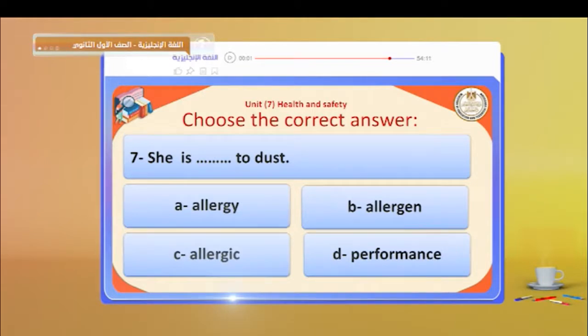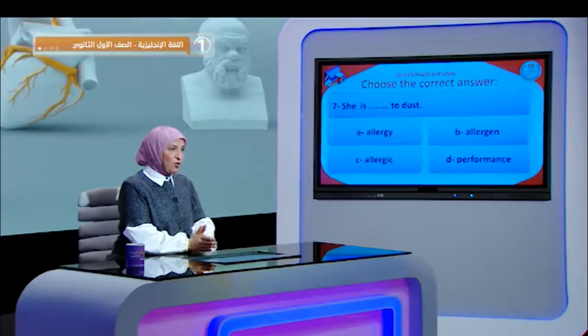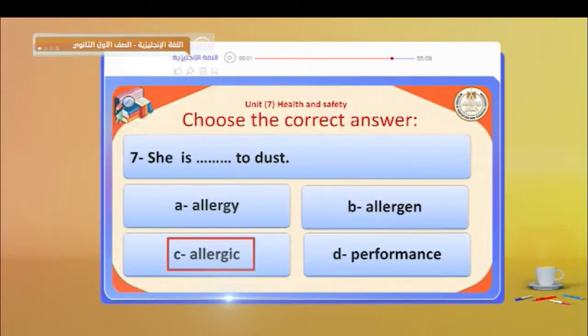So we don't want to say that she is a disease. We want to say that she suffers from a disease. We want the adjective. So what is the adjective from allergy? It's allergic. So when I say she is allergic, it means she suffers from allergy. She is allergic to strawberries, to dust, means she suffers from allergy to dust or strawberries. So she is allergic to dust, which means that she is sensitive to dust.